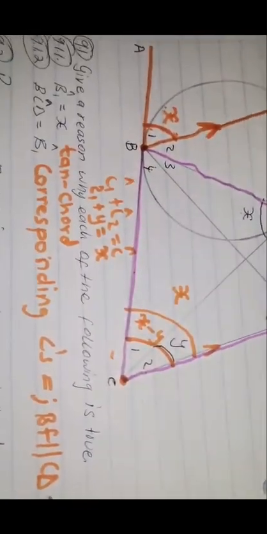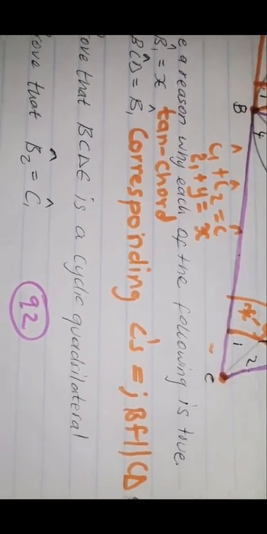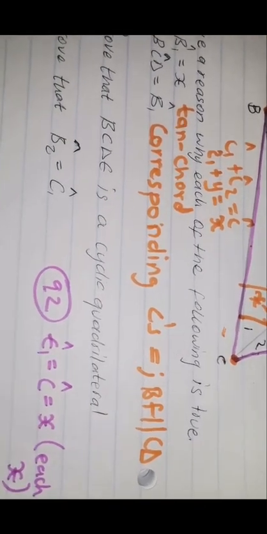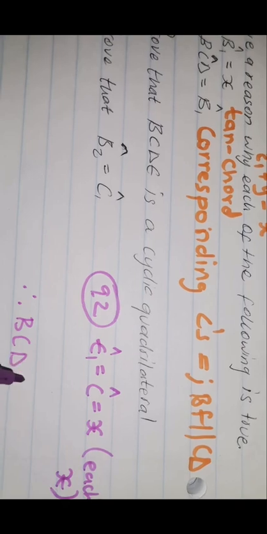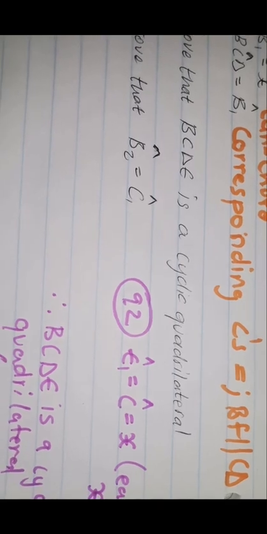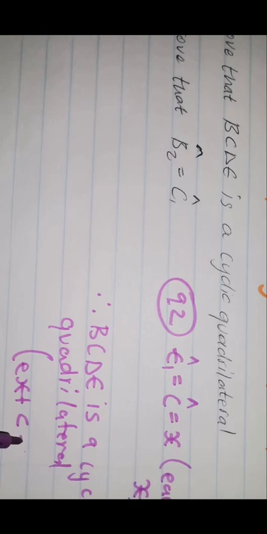Let me just write it down, guys. 9.2: angle E1 equals angle C. Why? Each equal to X. Then therefore, I know that if this is the case, then B, C, D, E is a cyclic quadrilateral. Reason: exterior angle equal opposite interior angle of cyclic quad. Then I'm done with 9.2.